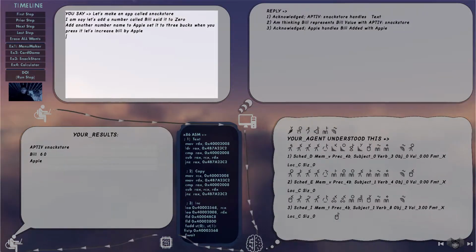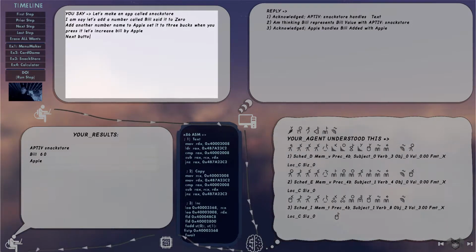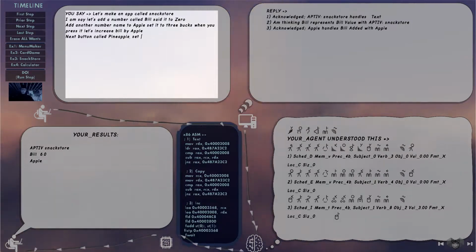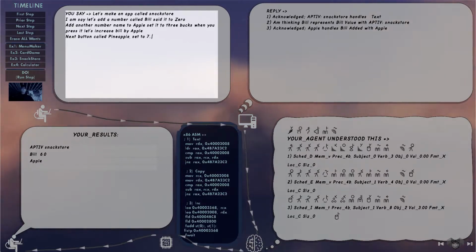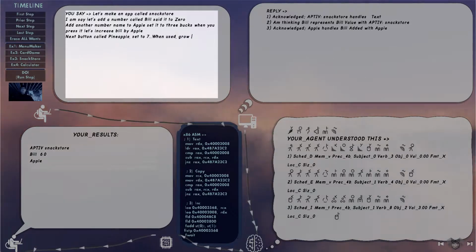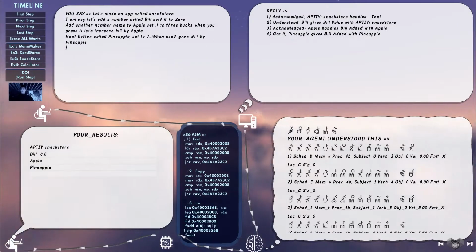So let's finish this up. I'm going to type these just to be quick about it. Next button called pineapple. So we know it's similar to the word apple. Let's make that set to 7. When used, grow that bill by pineapple. Right. And it looks like we got that there.